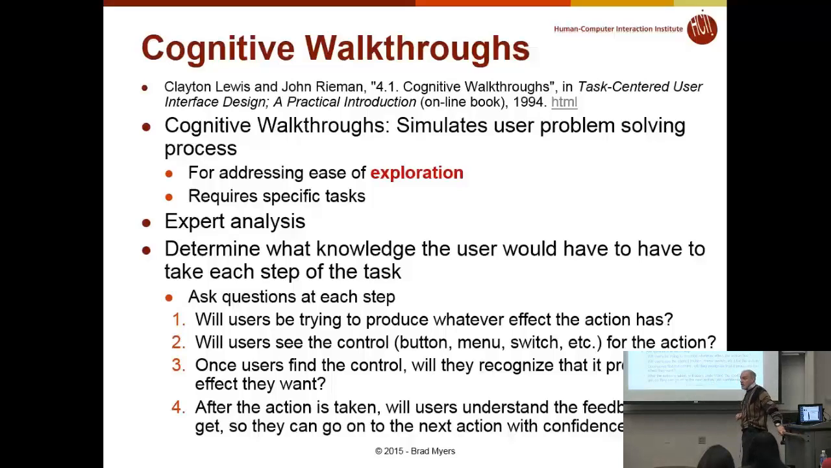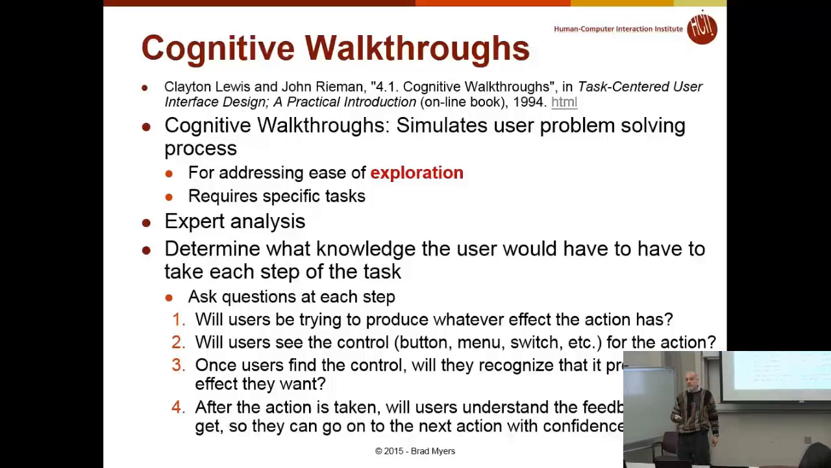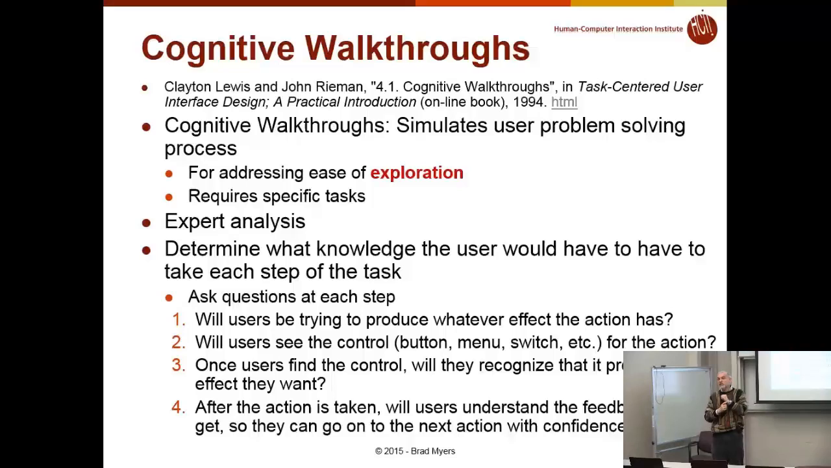And you're asking the question at every step, will the users know how to do that next step that's required for this task? What information do they need to know? Do they need to learn something new in order to do this next step? So if you think about, I don't know, say Amazon, right?